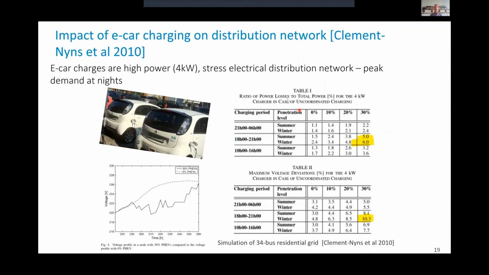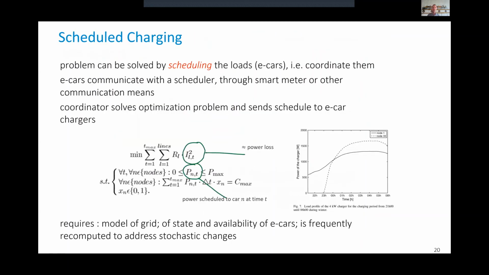For the e-car charges, at the time of this paper, it's interesting that what they called high power was 4 kilowatts. Now what we call high power with a car is 20 kilowatts or more. So this paper was in fact highly optimistic. Things will get much worse when we have higher power chargers.